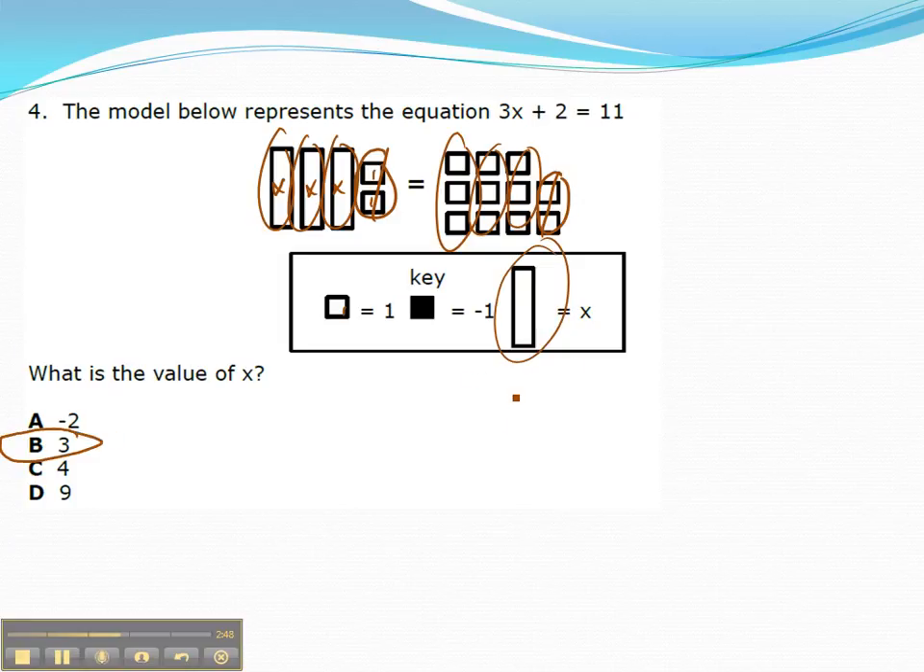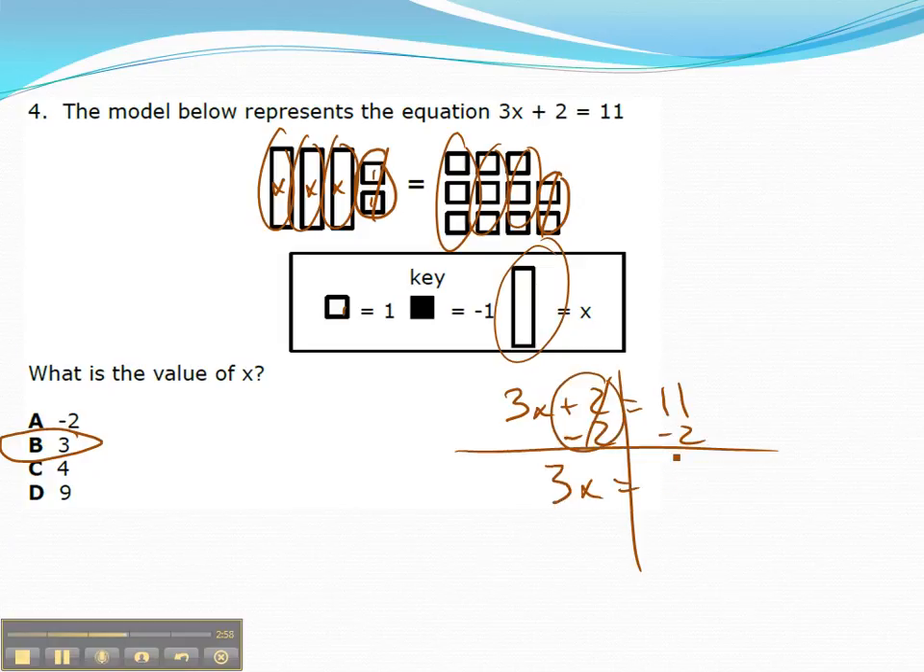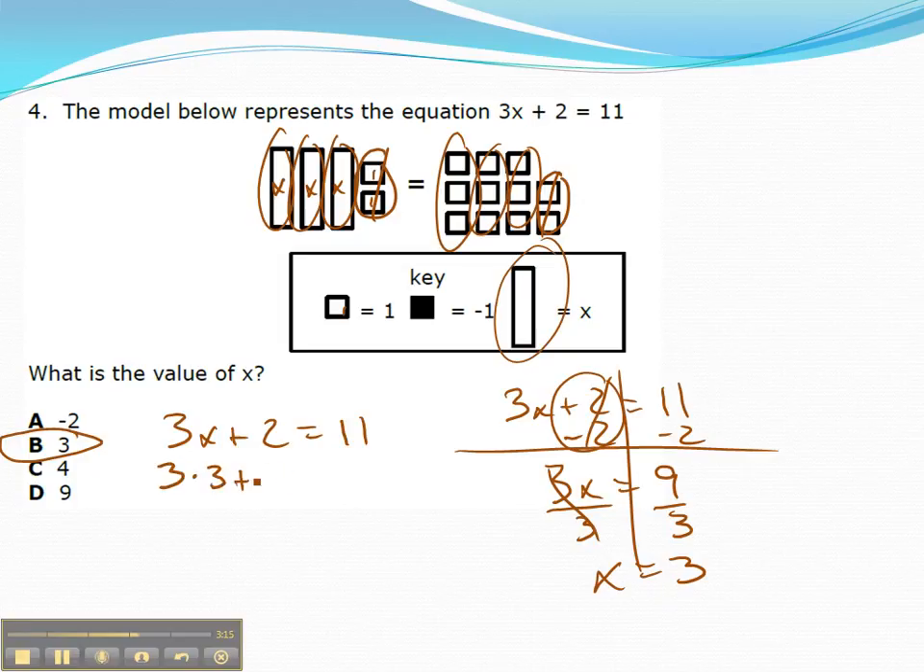So using the equation also, 3x plus 2 equals 11, the first thing I would do is subtract 2 from both sides. Now we just have 3x equals 11 minus 2 is 9. And divide both sides by 3. We get 1x is equal to 9 divided by 3 is 3. Same answer. Now let's check our answer. If x is really 3, 3 times 3 plus 2 should equal 11. 3 times 3 is 9, and 9 plus 2 does equal 11. So we've checked our answer.